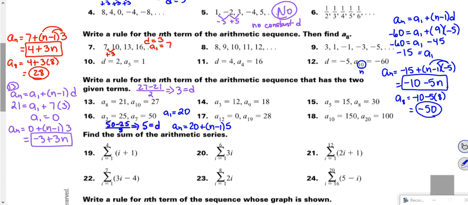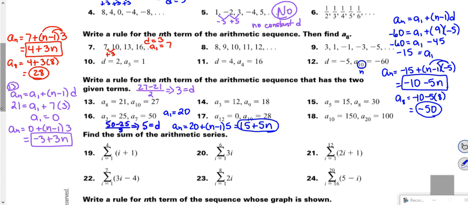So the nth term is going to be 20 plus n minus 1 times 5. Again, you have to distribute the 5. So if you distribute the 5, that's 5n minus 5. This gives you 15 plus 5n. That's number 16: 15 plus 5n. Sorry, it's kind of messy.